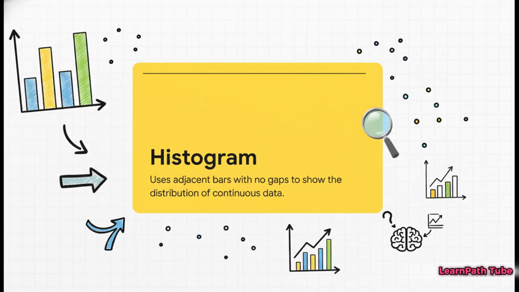Okay, now let's meet the bar chart's very close cousin, the histogram. It looks similar, I'll give you that, but it does a totally different job. A histogram shows you the shape or the distribution of data that's continuous. We're talking about things like height, weight, or time, numbers that flow smoothly from one to the next.